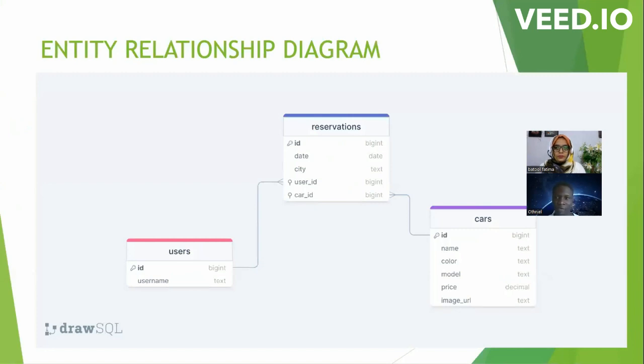Then this is the entity diagram for our database. Basically, we have users, and the user has a one-to-many relationship with reservations. We also have cars, and cars have a one-to-many relationship with reservations, because one user can have many reservations and one car can be reserved many times on different dates.